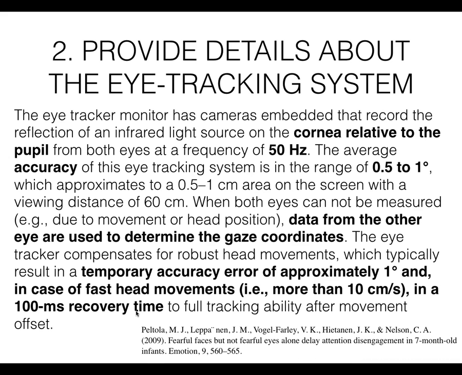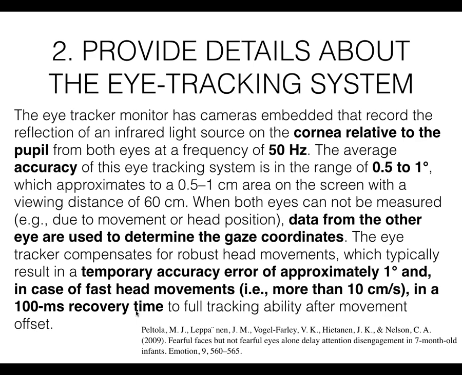So again, just how you would talk about this. This is actually from a paper. Eye tracker monitor has cameras embedded to record eye movement reflection of infrared light from a cornea relative to the pupil at a frequency of 50 hertz. The average accuracy of this eye tracking system is in the range of 0.5 to 1 degree, which equates to half a centimeter to 1 centimeter error on the screen at a viewing distance of 60 centimeters.